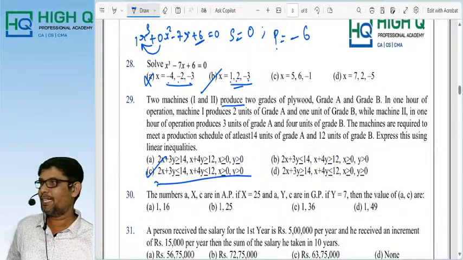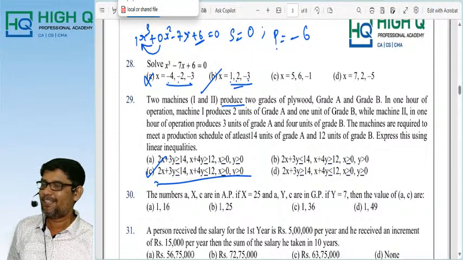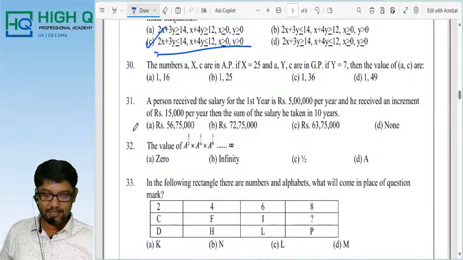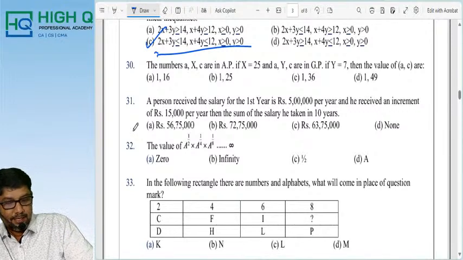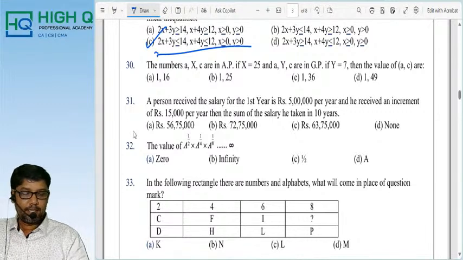How many of you got the answer like this? 38, some answer is what? D is the right answer.